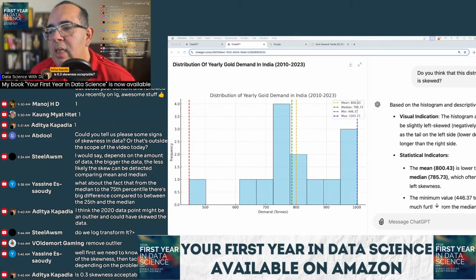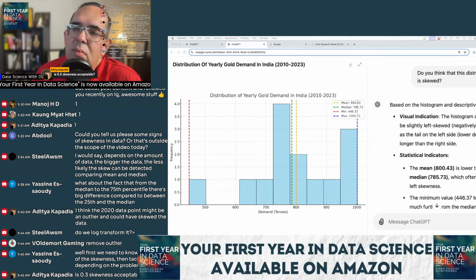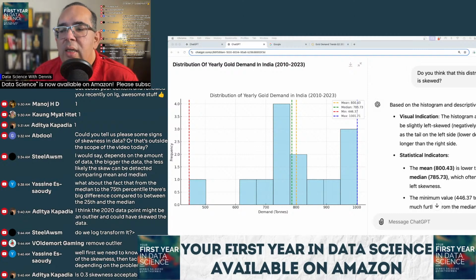Aditya says, is 0.03 skewness acceptable? Maybe not. You guys tell me. There's not always a clear answer to that because it could also just depend on the use case that you're doing, right? That's not always a yes or no question. So it depends. It depends on what you're trying to do, right?